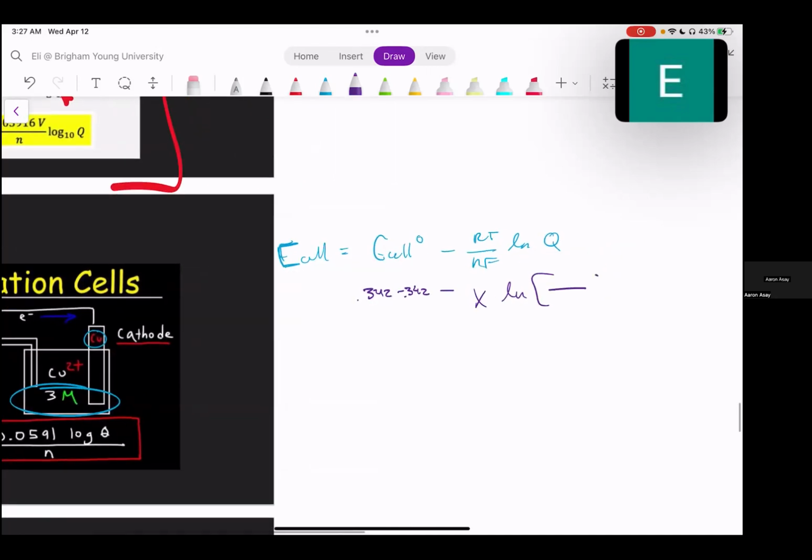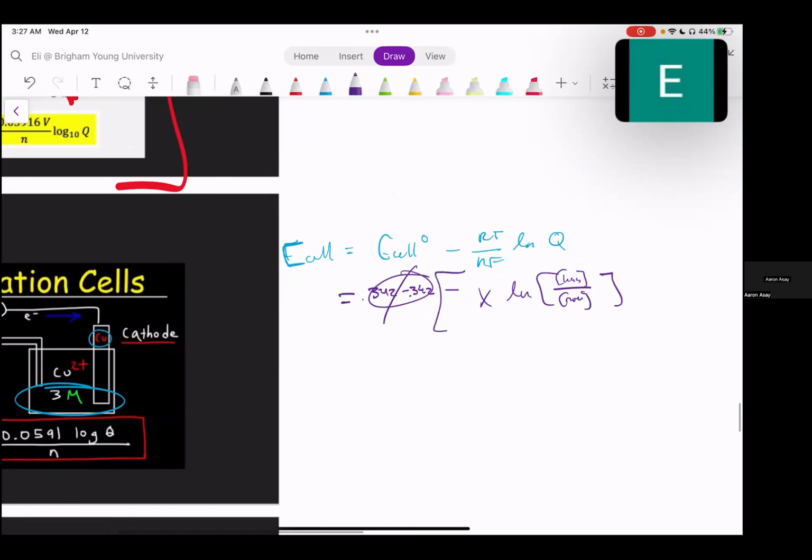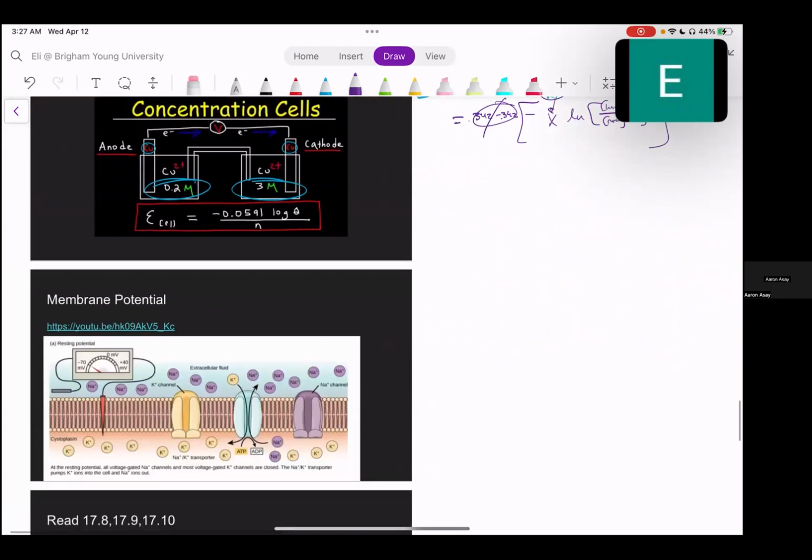Now, for your ln of Q, some people get tripped up, but you're going to put the less concentrated one on top and the more concentrated one on bottom. And then remember, these are going to add up to 0, and you'll just be left with the negative RT over NF of your ln Q. Remember, less concentrated on top, more concentrated on bottom. And you're able to figure out the voltage of that cell.